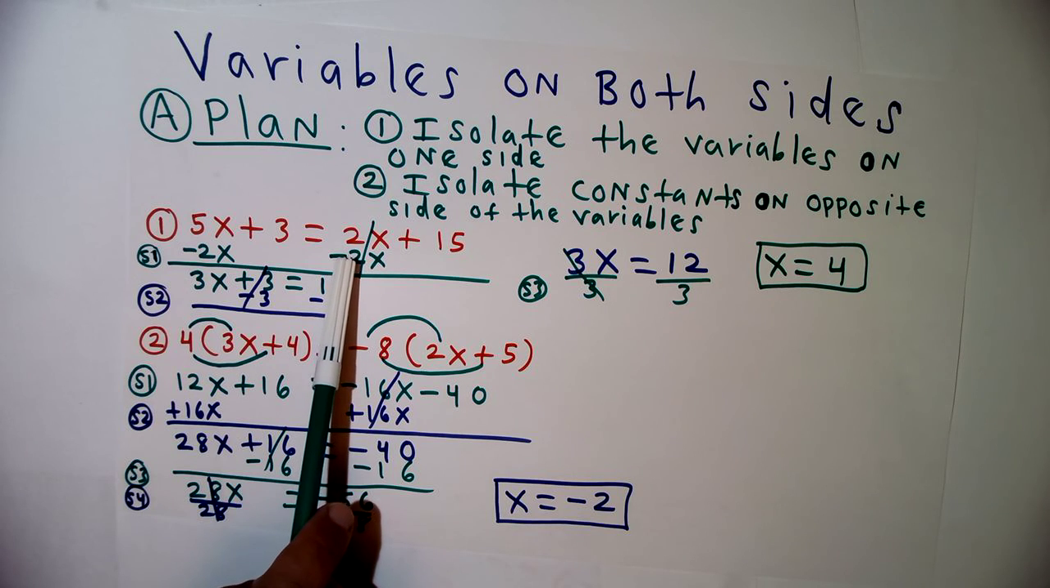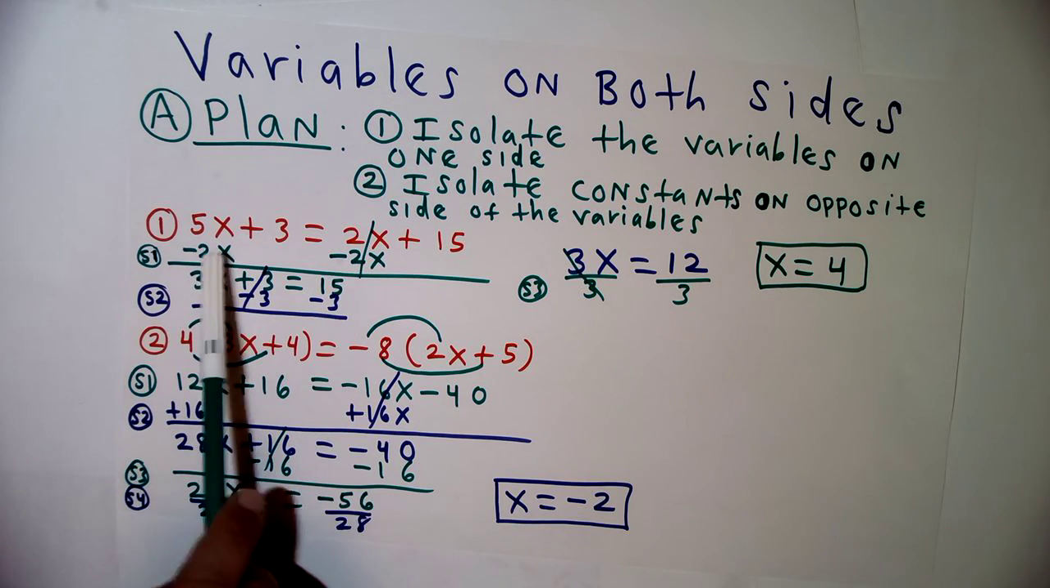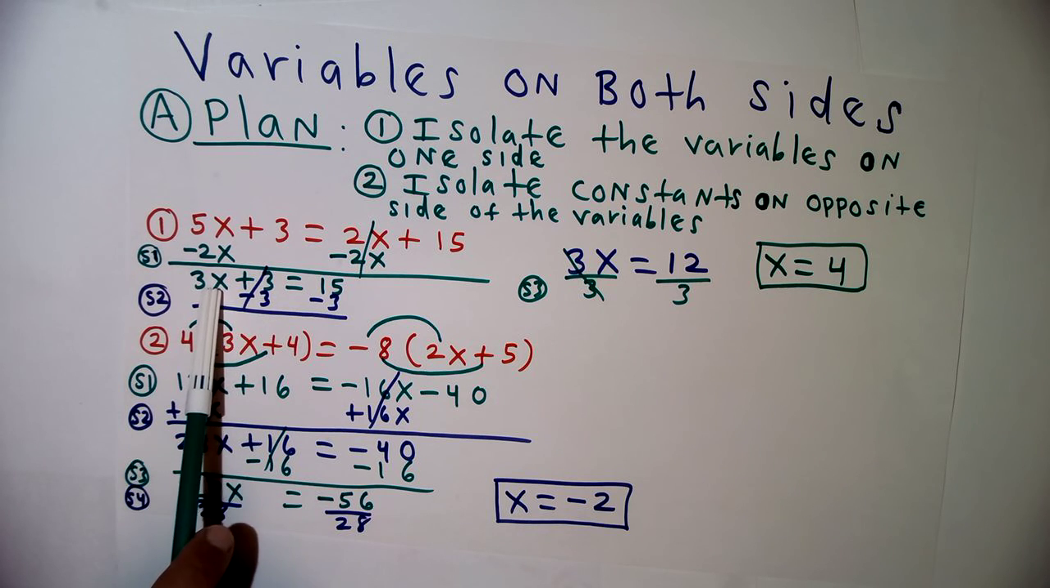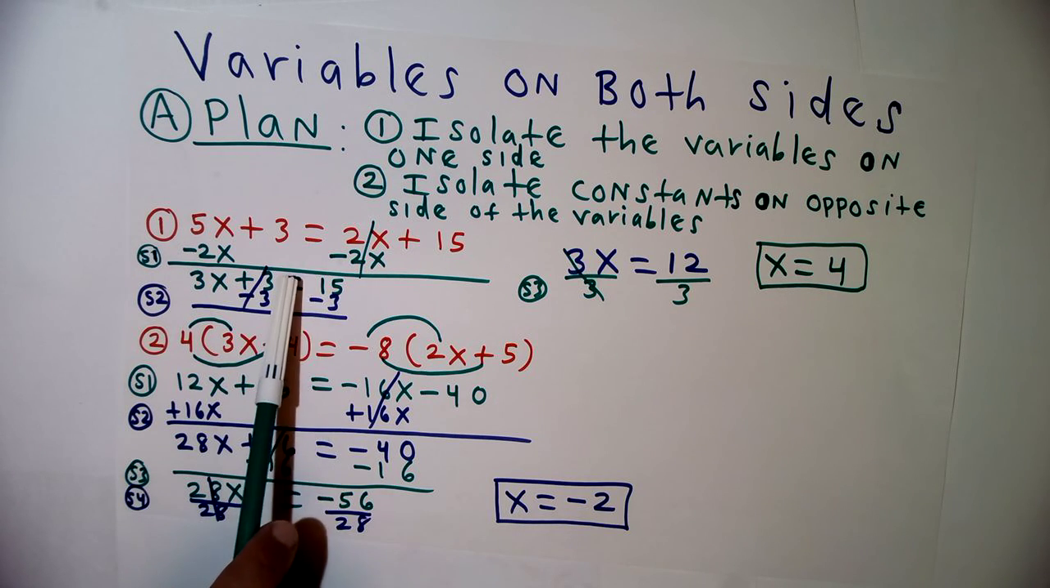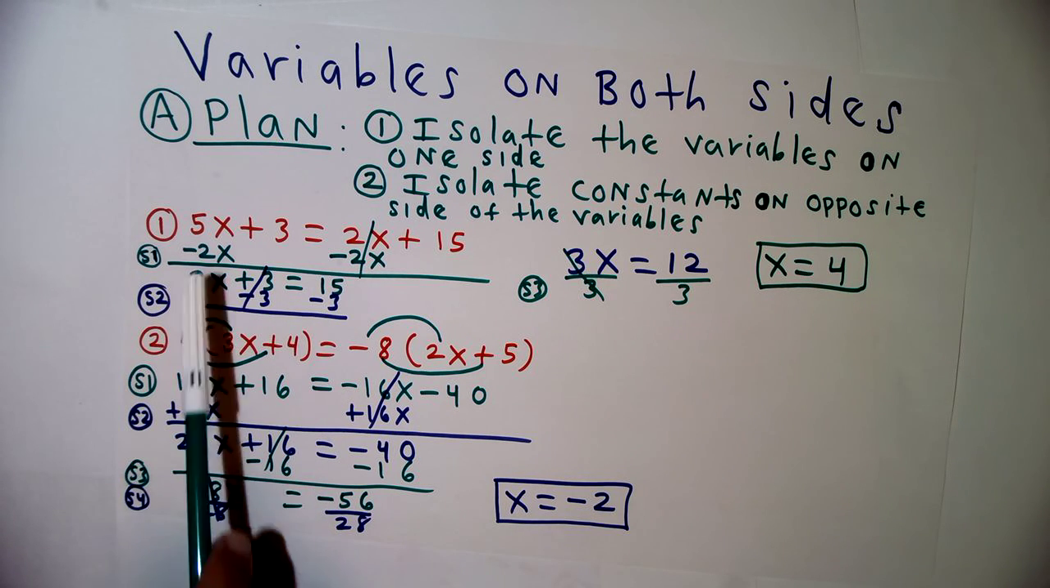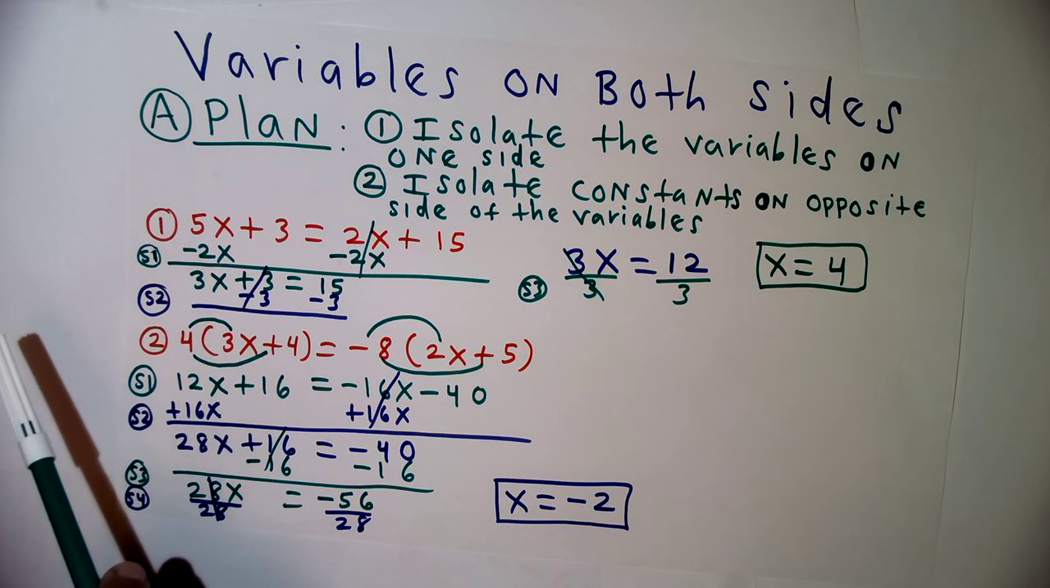Propiedad de igualdad de la resta. Lo que se hace en un lado se hace en el otro. Esto se elimina. 5x menos 2x me da 3x. Bajo el 3, el símbolo de igual y el 15 que yo no he usado. Si ustedes se dan cuenta aquí, ya esto es una ecuación de dos pasos como aprendimos en el video anterior.